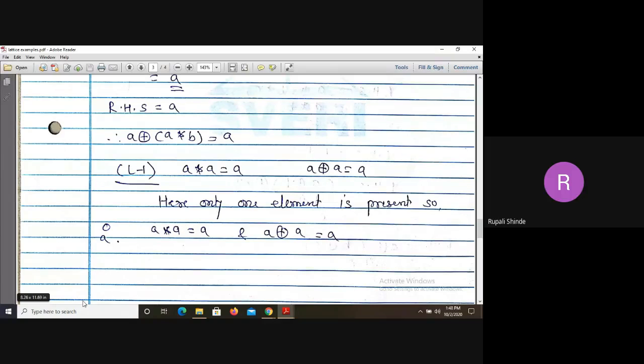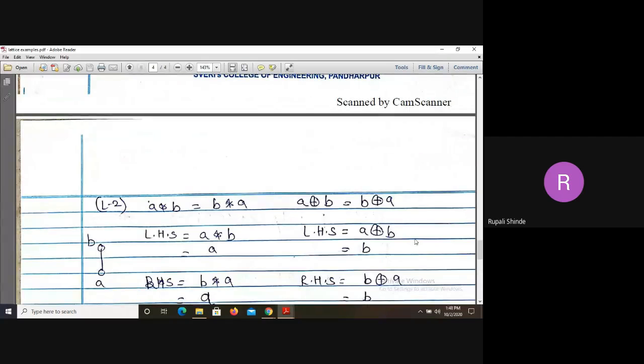Yes, ma'am. Okay. Now next property we have written, and that is for commutative property. Here we have written commutative property for meet operation as A star B is equals to B star A. And for join operation as A XOR B is equals to B XOR A. So let us see proof for first statement, that is A star B is equals to B star A.